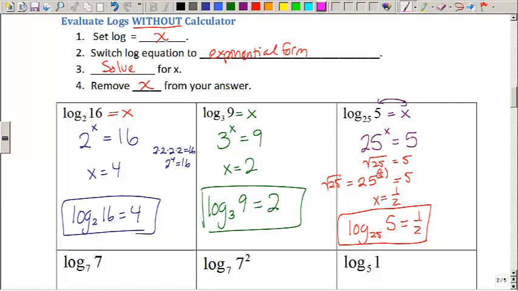After some practice, some students may not want to write all these steps out. They'll just look at the base and the argument and say 2 to the what equals 16 in their head. Well, okay, that's 4. So 2 to the 4 equals 16. Or just looking at your base and your argument, 3 to the what equals 9. Oh, yeah, 3 squared. Or 25 to the what equals 5. Oh, yes, a half, because a half is the same thing as a square root. So if you don't want to write out all these steps, you may not have to once you get good at evaluating these logs without a calculator.